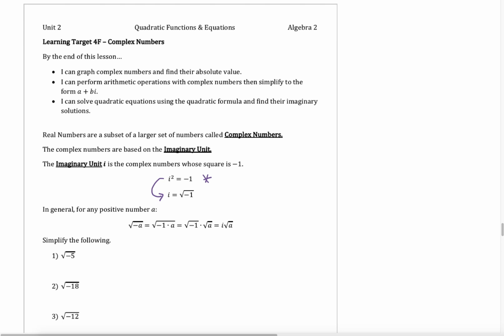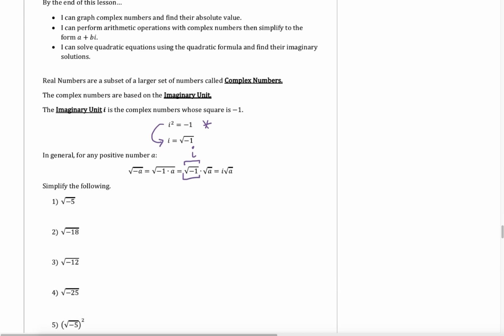So in general, for any positive number a, if I have the square root of a negative times that a, I can break that apart as the square root of -1 times a, which I could then break apart as the square root of -1 times the square root of a. And since the square root of -1 is equal to i, then we end up with i times the square root of a. So what we're doing here is we're replacing the fact that the square root of -1, by definition, is equal to this imaginary unit that we are using an i to represent. And of course, if a was a perfect square, we would continue to simplify that square root even more from there. So let's look at a couple examples.